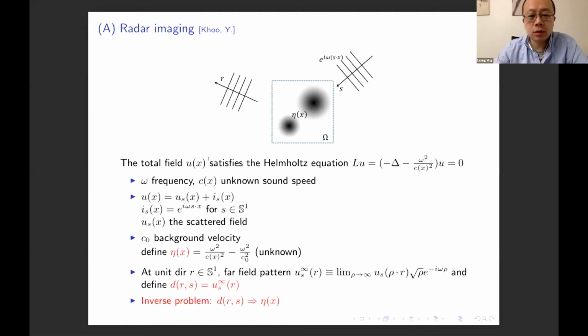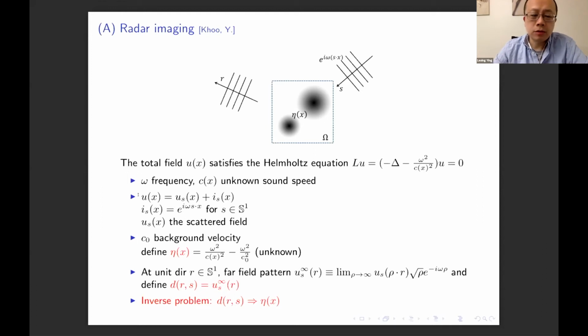In fact, the physics is governed by the so-called Helmholtz equation. The unknown is a field, which we call the total field u(x), and the operator of the Helmholtz equation is very simple: minus Laplacian minus omega squared over c squared. So c is what we call the sound speed. In this picture, in all the white region, the sound speed is equal to 1, so you can think of it as air or vacuum. But in this gray region, c(x) is not equal to 1, and this is something that we're trying to discover. Now, omega here is called frequency.